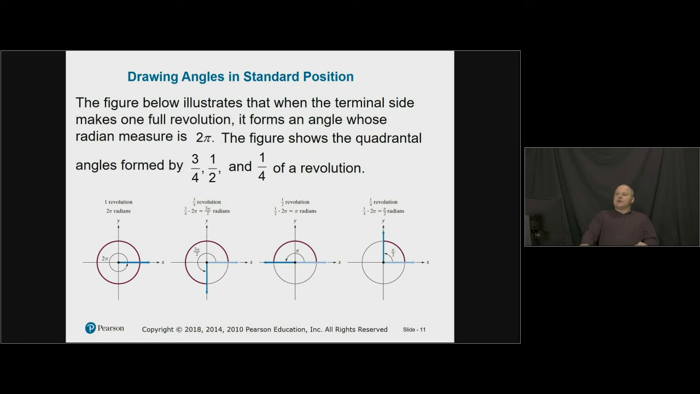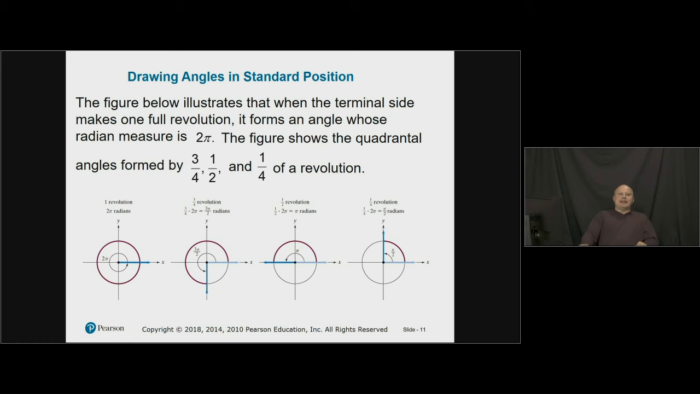All right. So now we're going to learn how to draw angles in standard position. Okay? So the figure below illustrates that when the terminal side makes one full rotation, it forms an angle whose radian measure is 2 pi. So I've discussed that. That's the first picture. So that's 2 pi. Because half of a revolution is 1 pi. The full revolution is 2 pi.